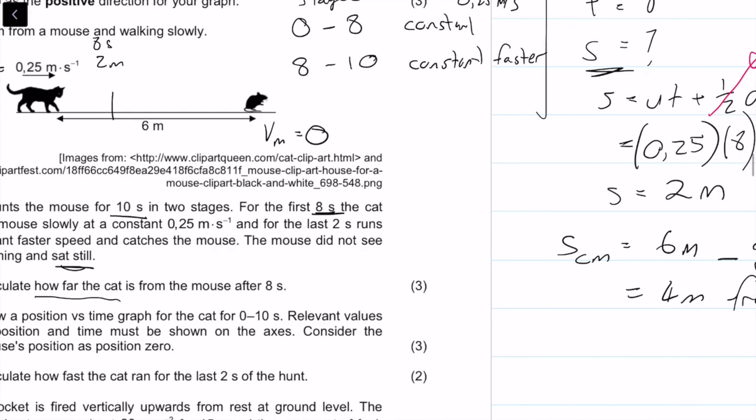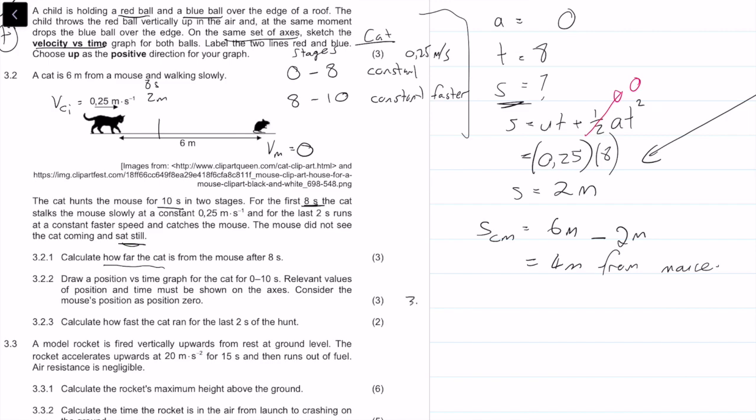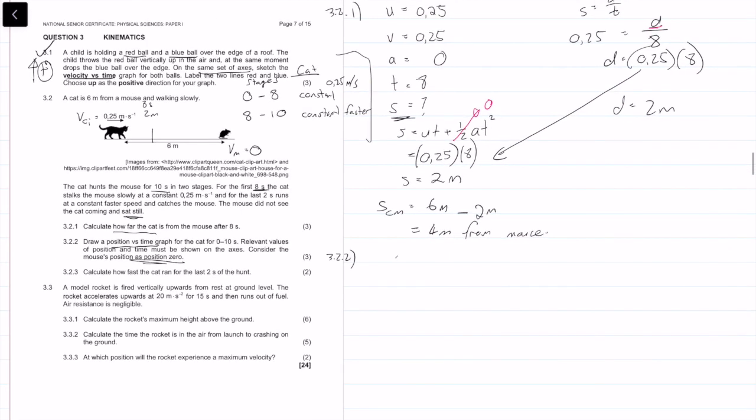Okay, so question 3.2.2 says draw a position time graph for the cat for the 10 seconds, basically. Relevant values of position and time must be shown on the axes. Consider the mouse's position as position 0. So the mouse is at position 0.